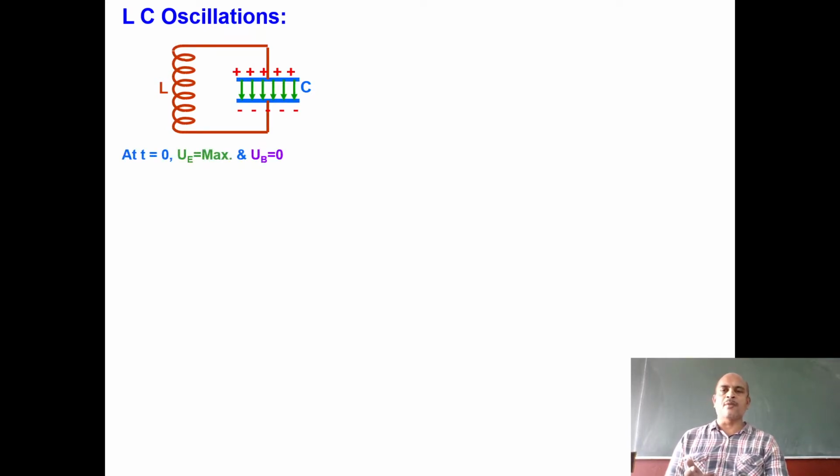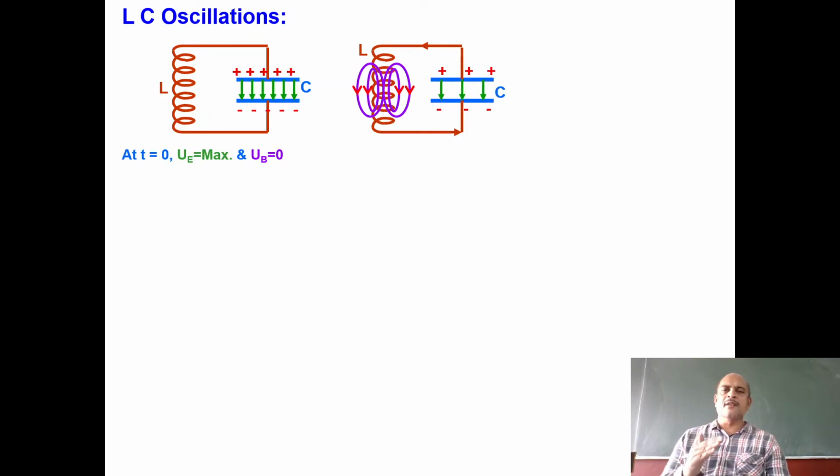So the energy will oscillate between the inductor and the capacitor. These are the initial conditions at t equal to 0: the electrical energy UE is maximum, but the magnetic energy is 0. Now energy will transfer from higher potential to lower, so the charge will discharge. This process is called discharging of the capacitor.